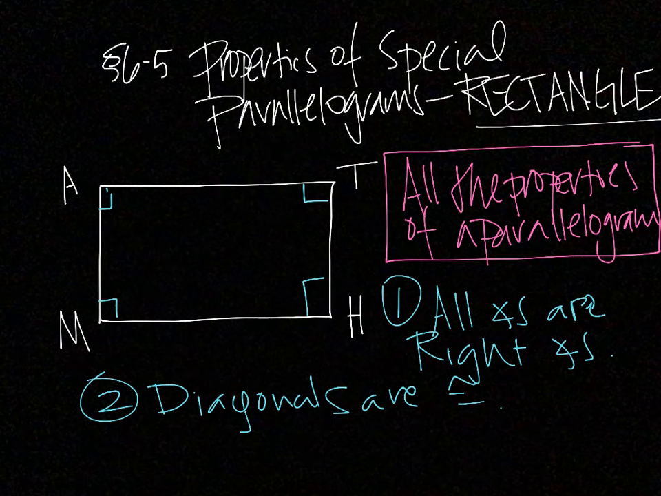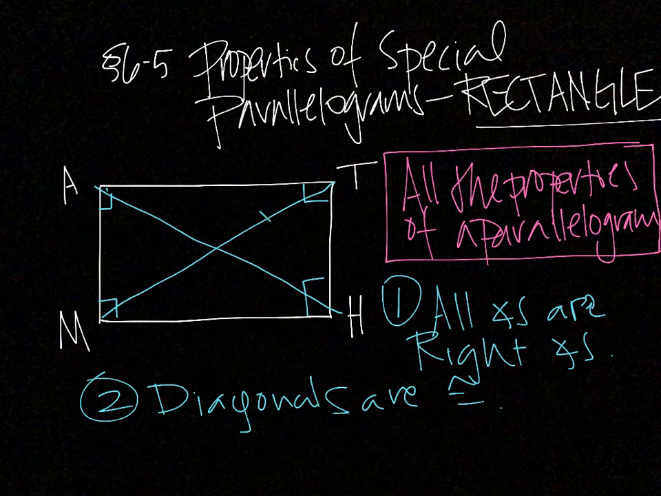So they're equivalent to each other. So when we bisect each other, what we end up with is all four of those are congruent. So we get 4 isosceles triangles within our rectangle. So that's it. All the properties of a parallelogram, plus all the angles are right angles, plus the diagonals are congruent. Those are your properties of a rectangle.